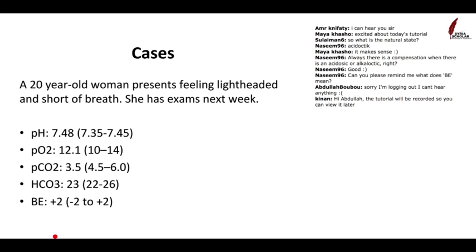Right, so the best way to get a feel for this, because it is a complicated topic, is just to sit and practice through some cases and try and see what we can understand from them. So again, always go back to the same 6-point system. We'll run through it again just to make sure it's really easy. So is the pH acidotic or alkalotic?